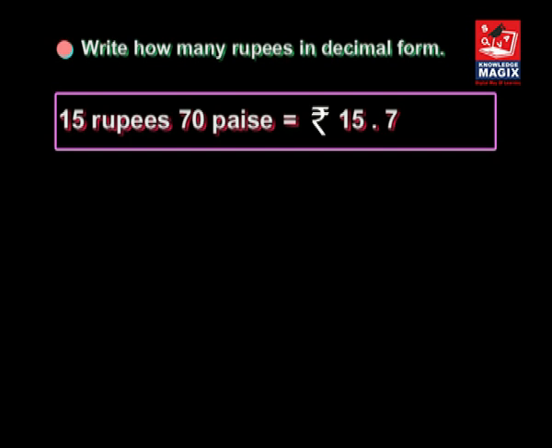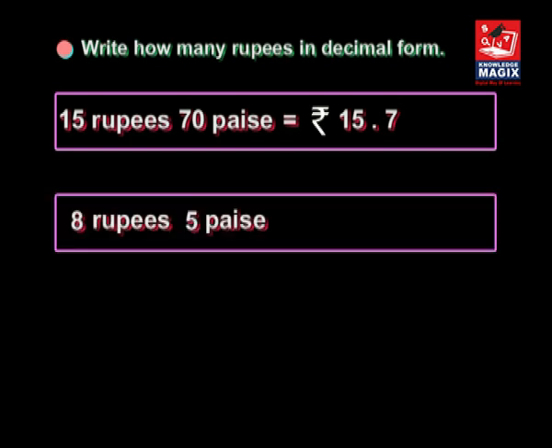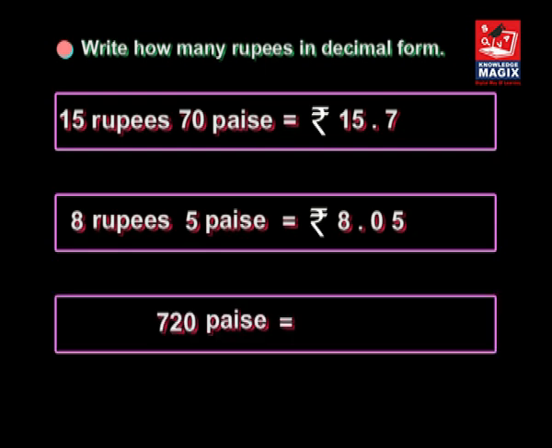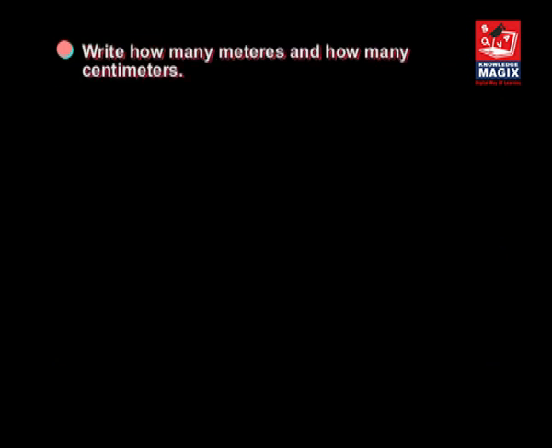Rs 15.7. 8 rupees 5 paise. Rs 8.05. 720 paise. Rs 7.20. Then write how many meters and how many centimeters.